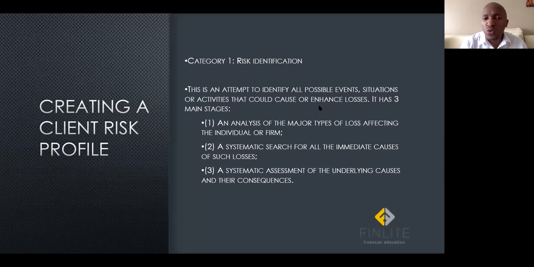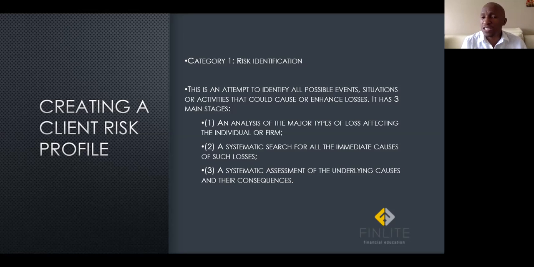So let's go into risk identification. When you're doing your client profiling, there's a certain risk identification process that you need to go through. Number one is an analysis of the major types of loss affecting the individual or the firm. So what are the major types of losses? That's the concept you meet in a unit standard that talks about insurance, where you try to understand and unpack what insurance is, and you'll then understand what is insurable risk.